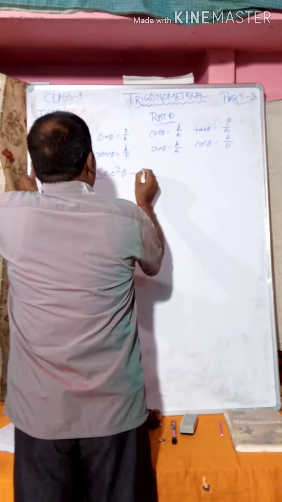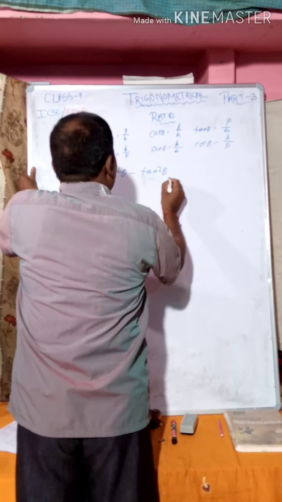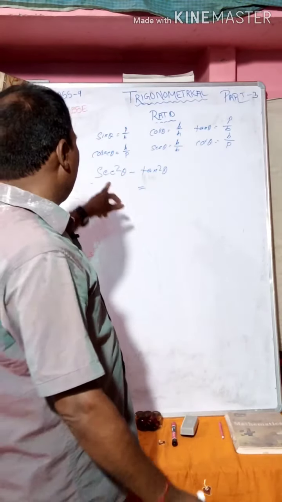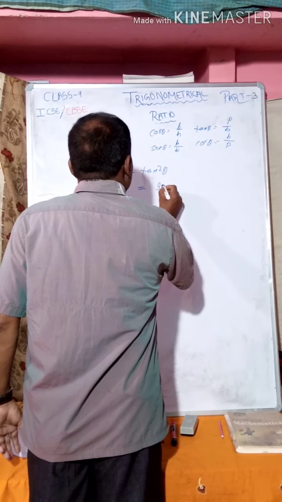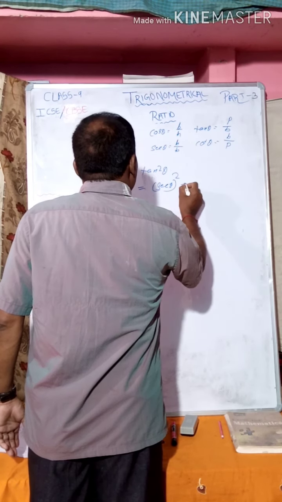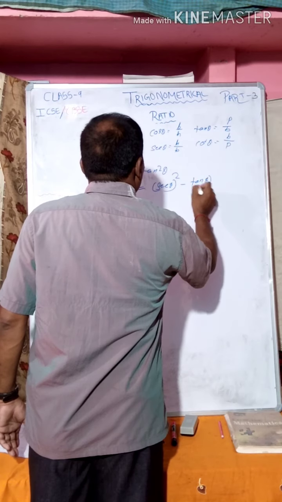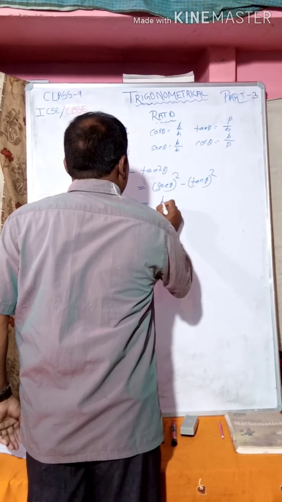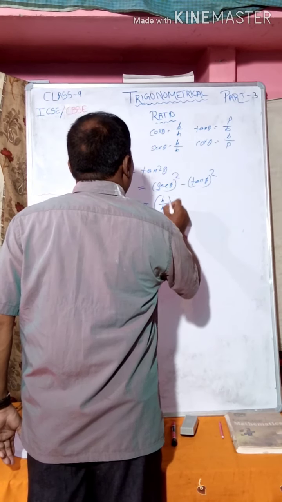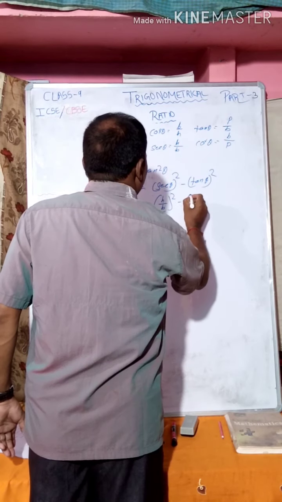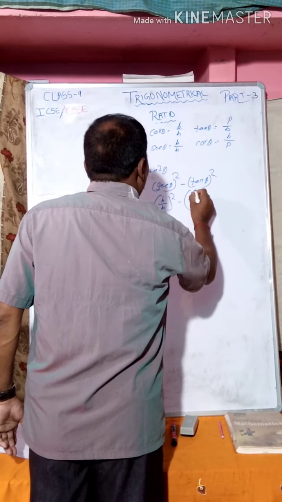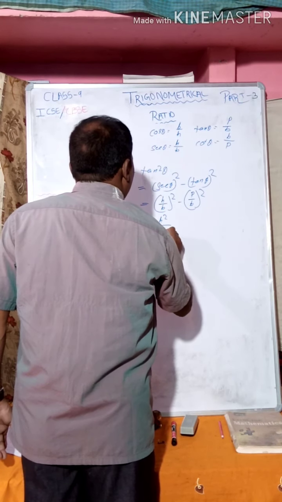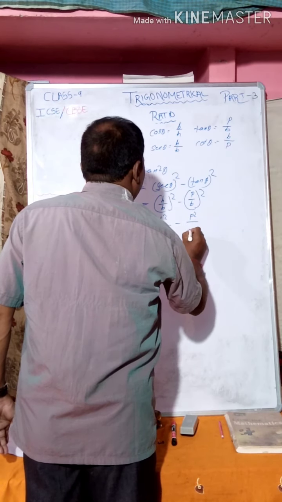Sec square theta minus tan square theta is equal to how much? Sec square theta means sec theta whole square, minus tan square theta means tan theta whole square. What is the value of sec theta? h by b. So h by b whole square minus tan theta, p by b, whole square, that is equal to h square upon b square minus p square upon b square.